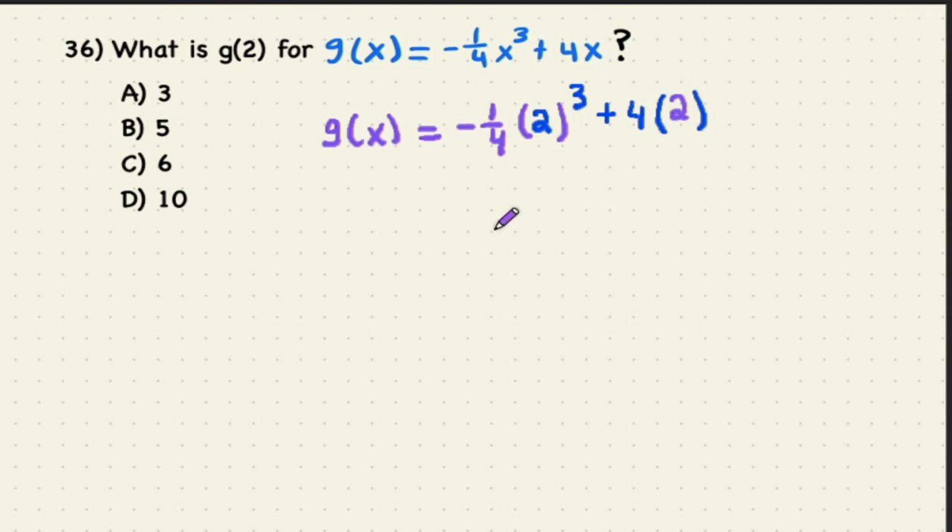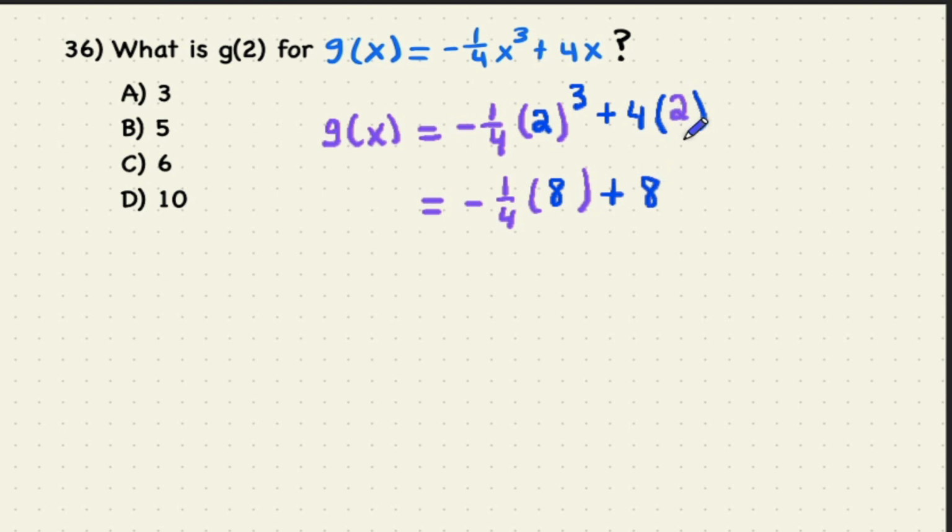All right, and so here we have an exponent. So let's go ahead and work with that first. Let's bring everything else down. So we have -1/4 times, and then we're multiplying 2 three times. So 2 times 2 is 4. 4 times 2 is 8. So we're going to place 8 in the parentheses, plus 4 times 2 we know is 8.